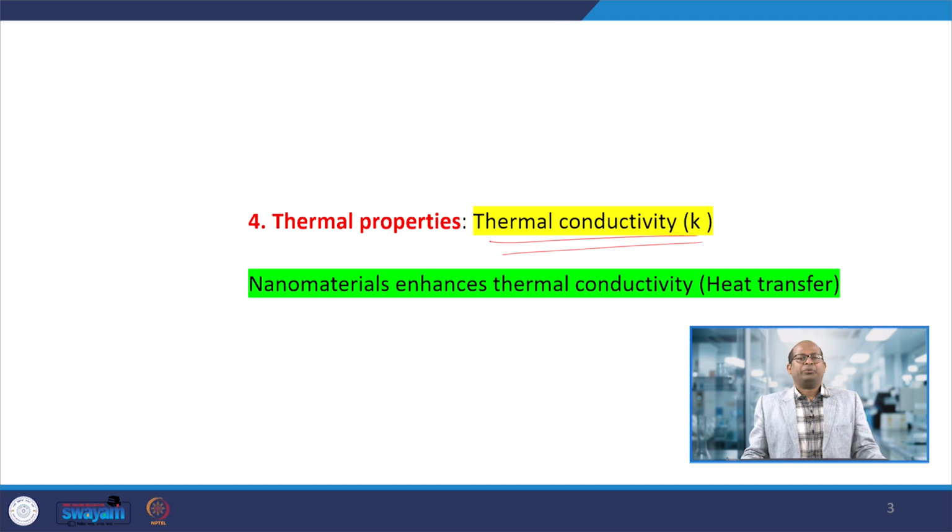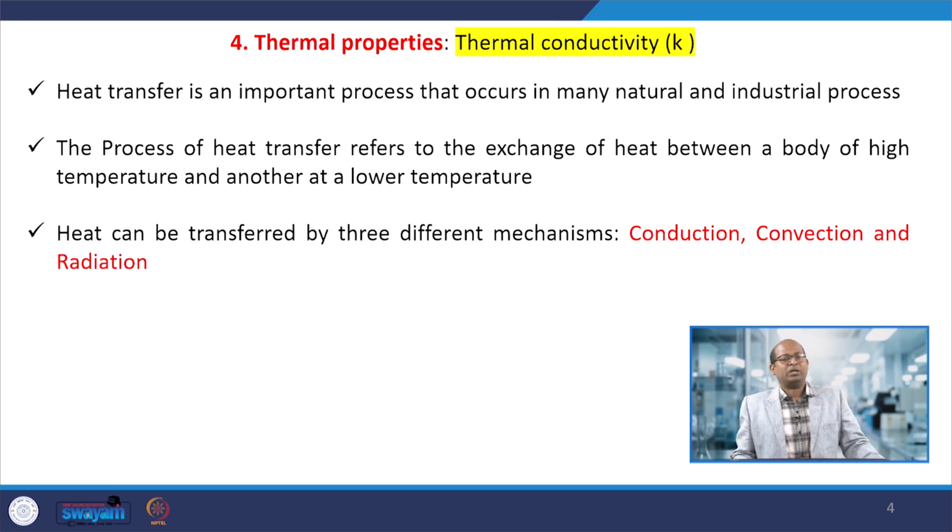When we convert a bulk material into a nanocrystalline material, a nanomaterial, the thermal conductivity of that material changes, and that directly or indirectly affects the heat transfer property of the material when we are using it to resist heat, for heat dissipation, or to supply more heat energy from one point to another point. So that would affect the overall system performance.